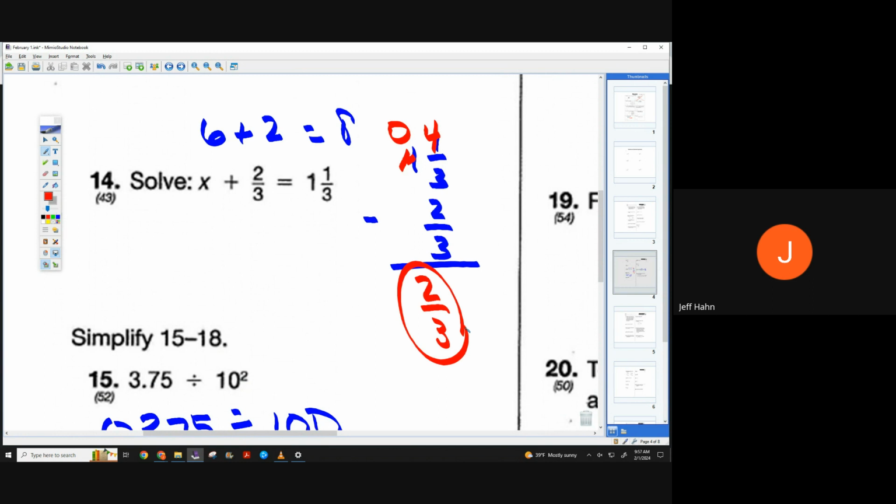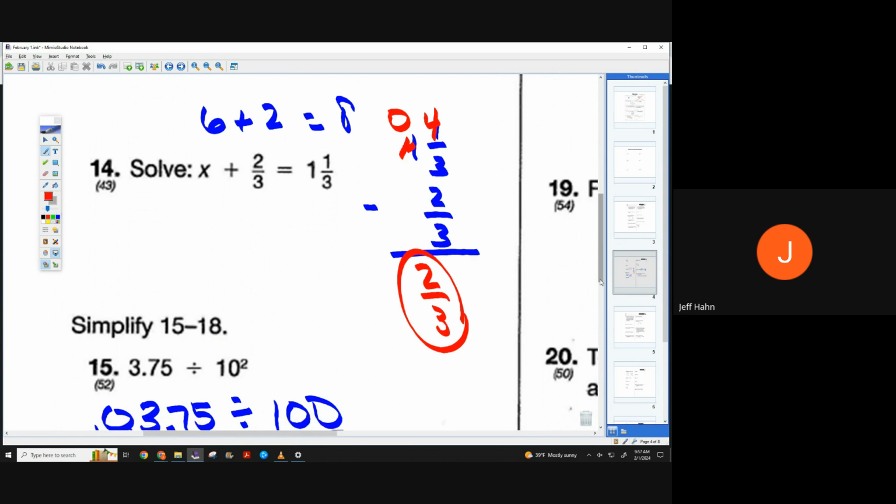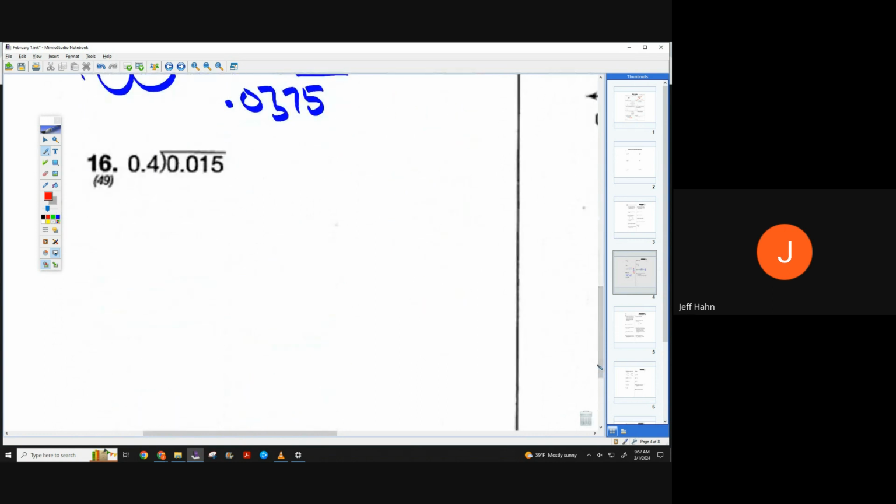Eli, I have a question. For number 16, let me find it before you ask it. Yep. For my answer, I put 0.0375. You put what? I had 2 zeros before the decimal. Well, that would not work. Okay, let me do this problem for you again.